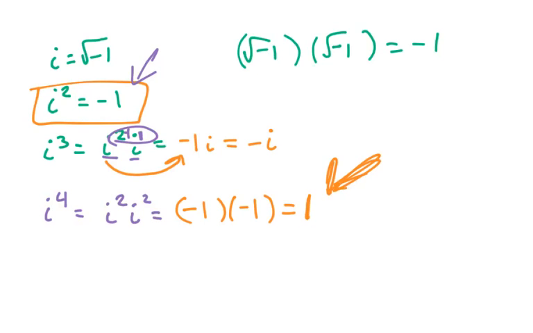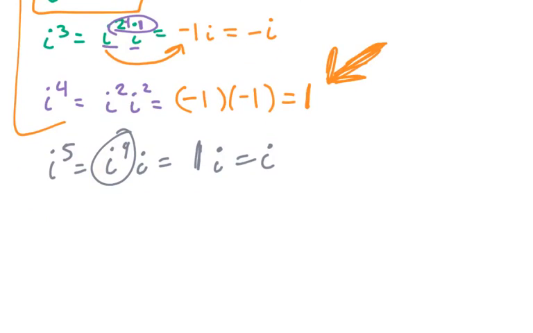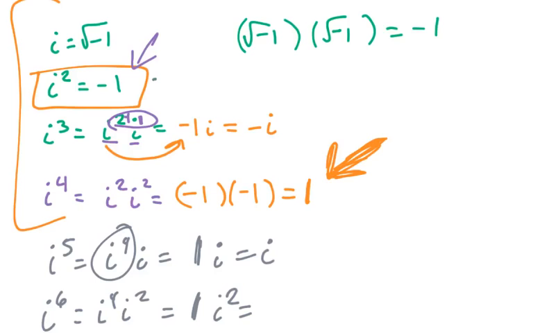Now, getting 1 here is very, very profound, because what that means is that everything after i to the fourth is a repetition of this. So, for example, if I take i to the fifth, I know i to the fifth is i to the fourth times i. And the reason I want to write it that way is we know i to the fourth is 1, so this is 1 times i, which is just i. i to the sixth, just to get the pattern going, is i to the fourth times i squared, which is 1 times i squared, which we know is negative 1.